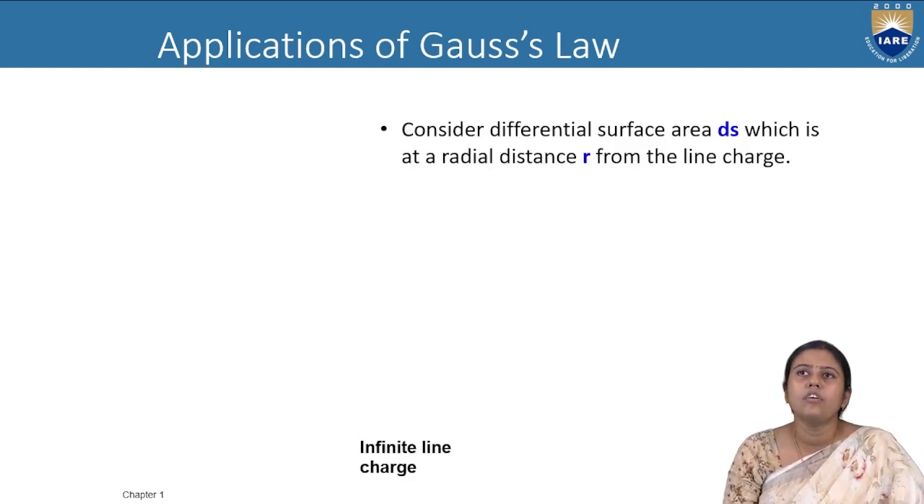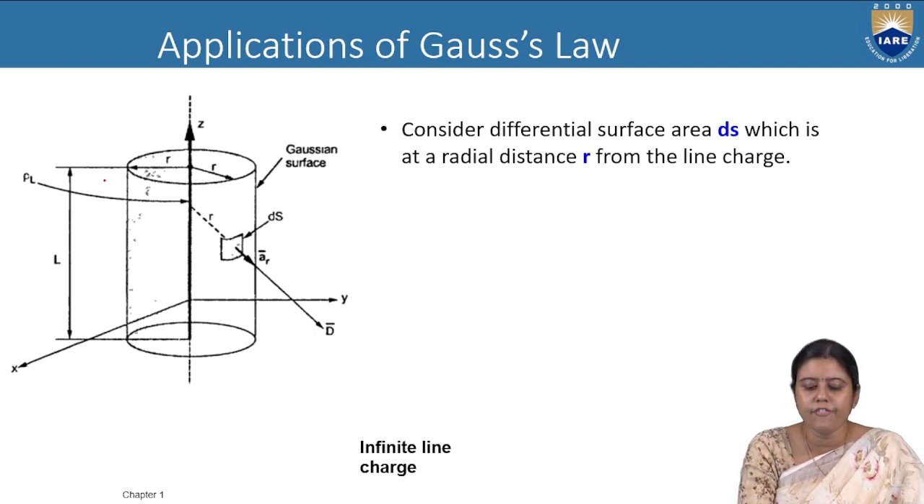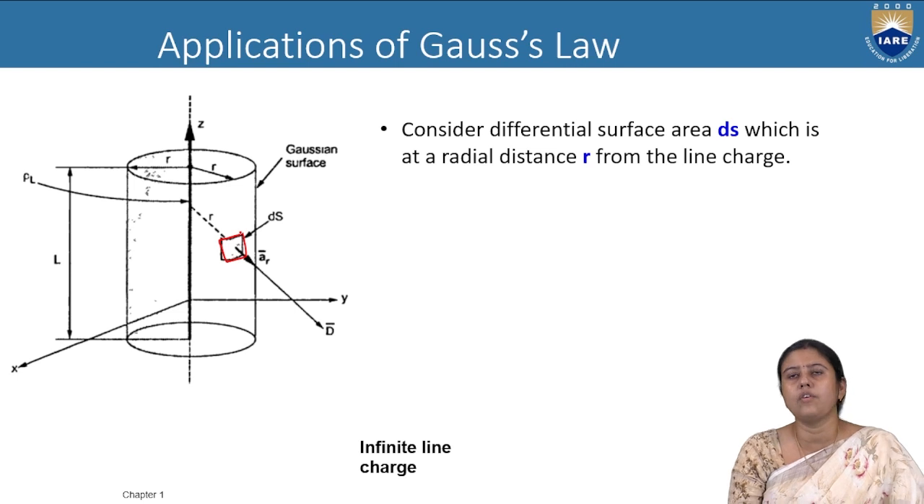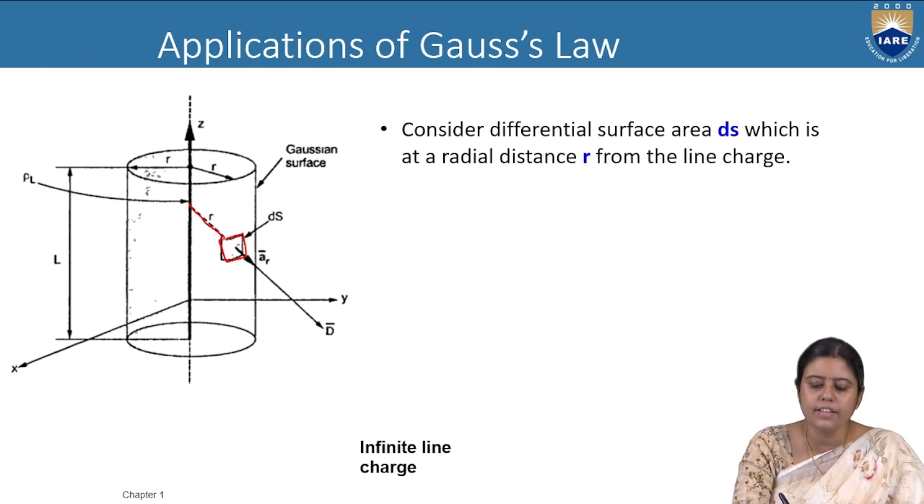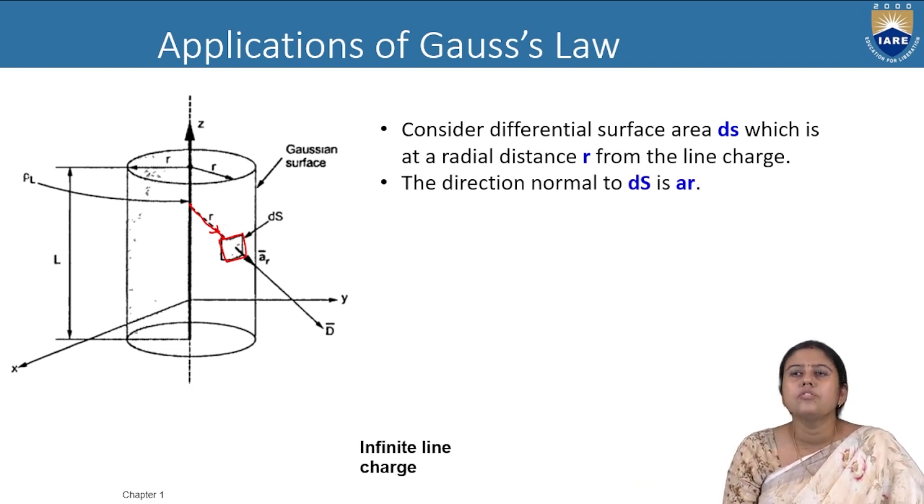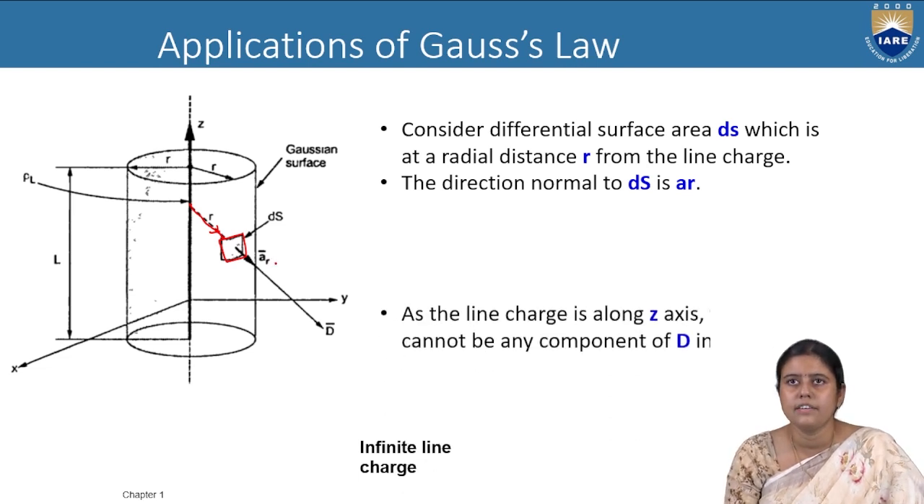Now if we consider this diagram, we can draw it in a clearer form. This is the same drawing: this is the cylinder, and this is the Gaussian surface, and we are assuming a small area dS here. The distance of dS is given as r, and the direction will be written as a_r.